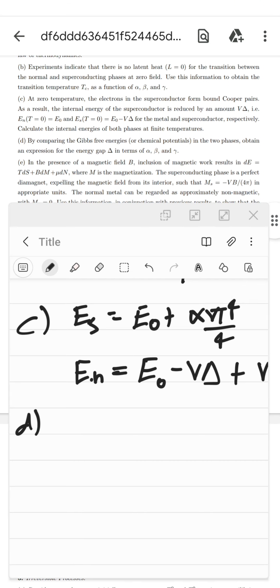All right. So by comparing the Gibbs energy in the two phases, obtain the expression for the gap in terms of alpha, beta and delta. Calculate the internal energies of both. Fine, did that.